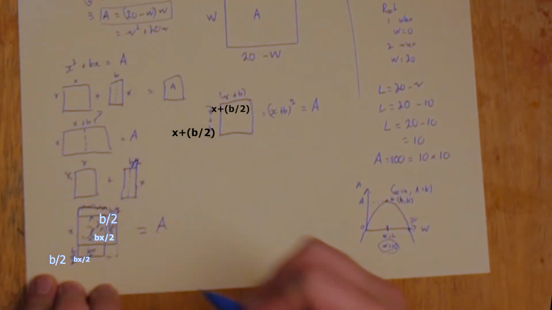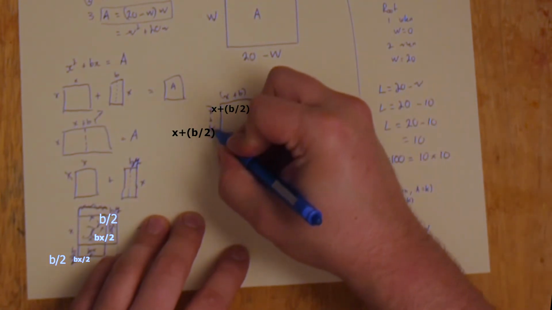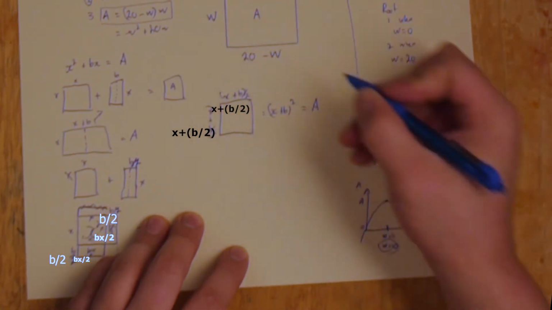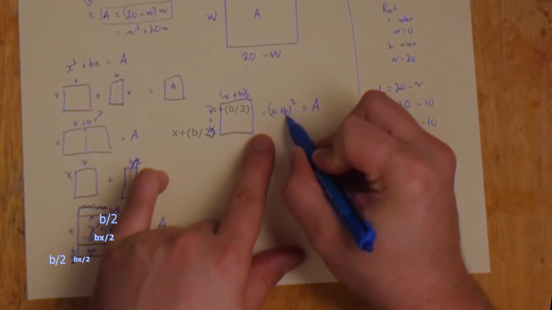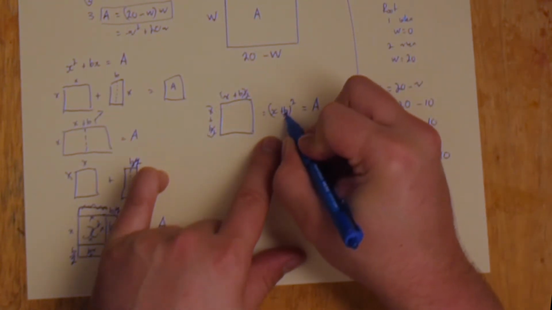Everyone makes mistakes. Nobody's perfect. And we take this b divided by 2. B divided by 2. Okay. So it's a lot easier to say this divided by 2, right?